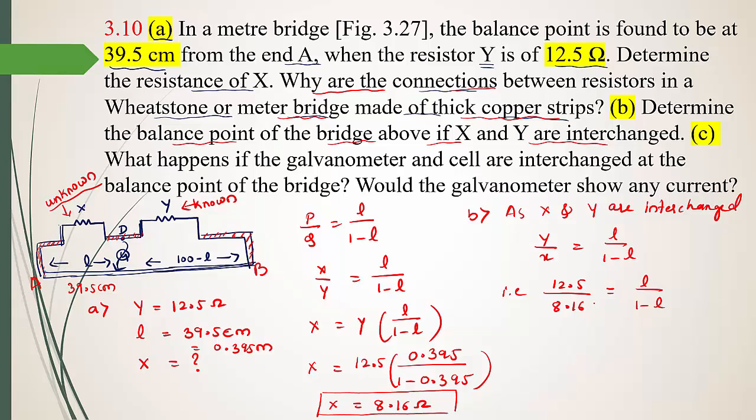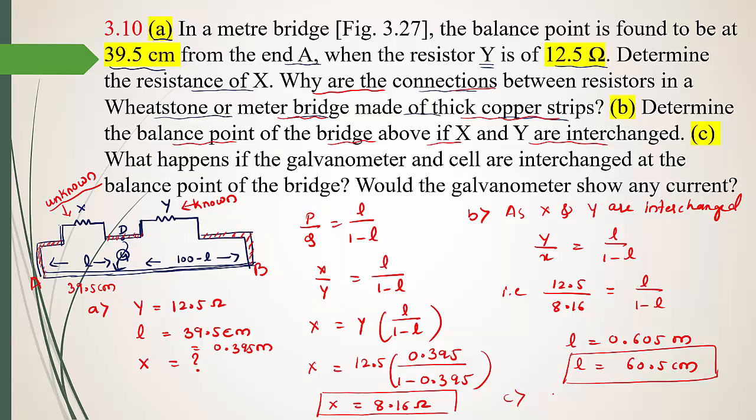When X and Y values are interchanged, then what is the value of L? L we have to find. So calculate this value, we will get L equal to 0.605 meter, or we can write L equal to 60.5 centimeter. This is the balancing point when X and Y are interchanged.